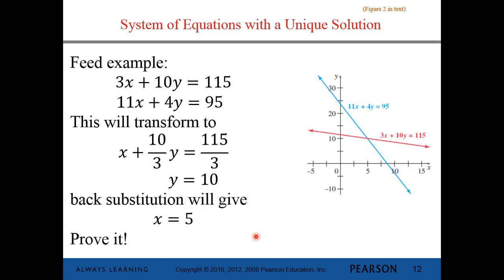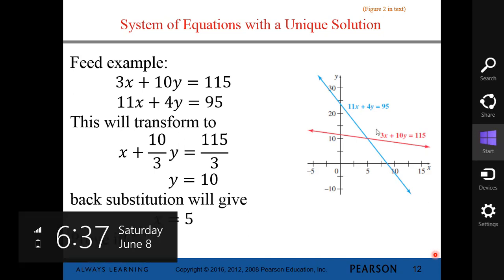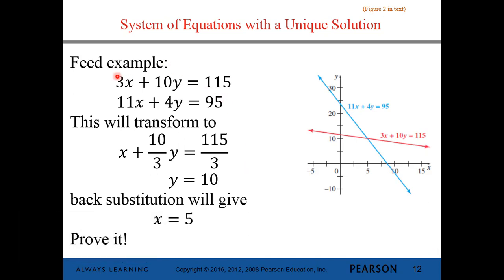Now, let's look at the example that I gave at the beginning of the presentation. If you look here, here are the two equations from the feed example. This is the number of servings of corn and the number of servings of soybeans. We know that 3 grams of protein come from corn and 10 grams of protein come from soybeans, and we want a total of 115 grams of protein.